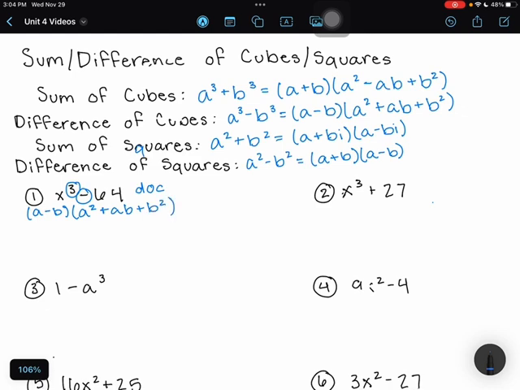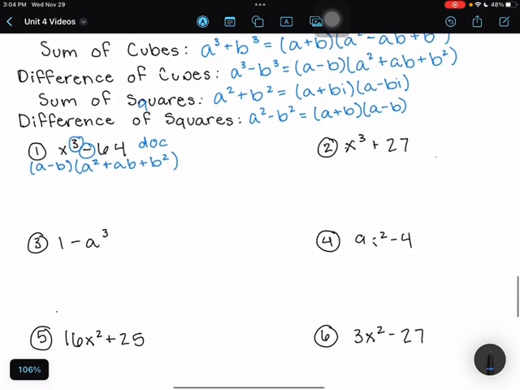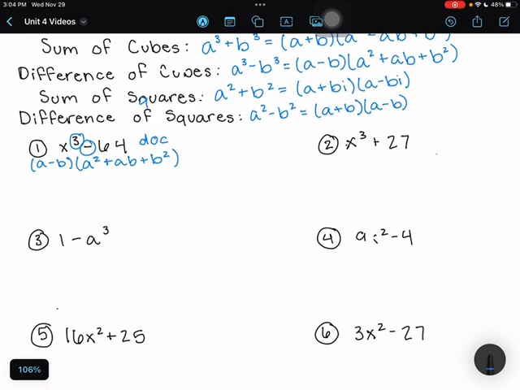For Algebra 2, you are going to get the cube formulas on the EOC, so difference and sum of cubes, but you do have to memorize the squares ones, but they're a little bit shorter, so hopefully that's okay.